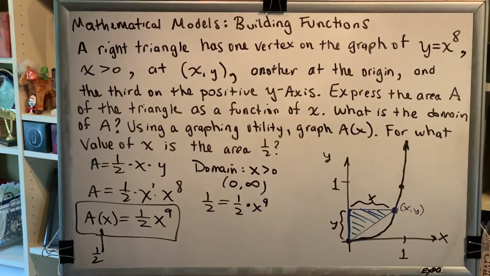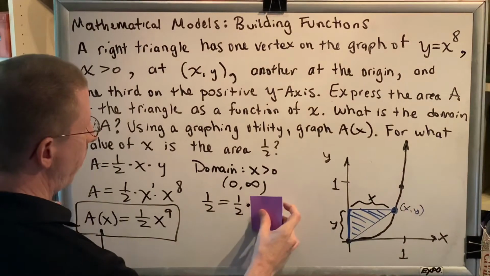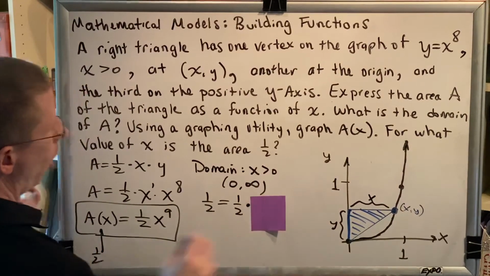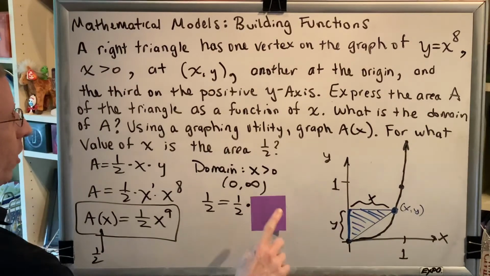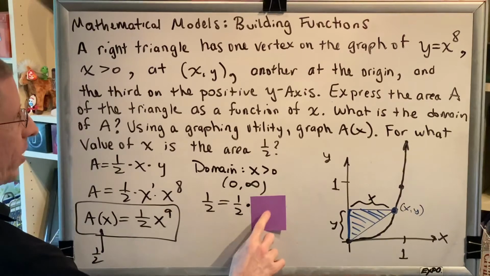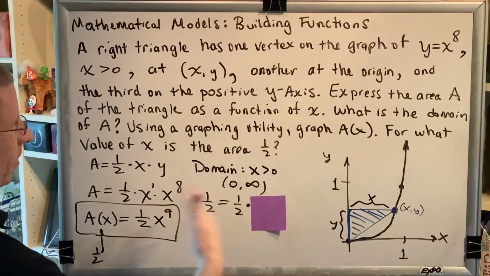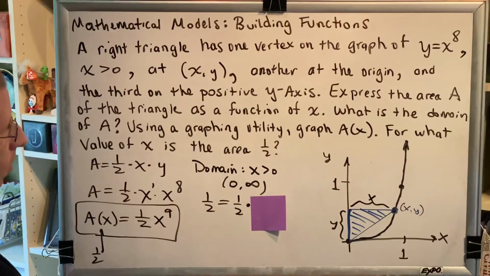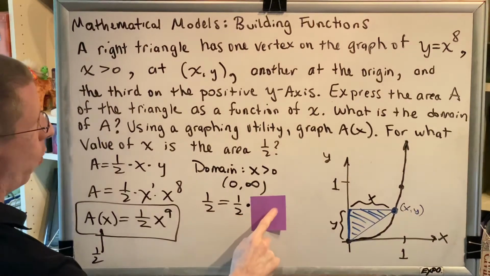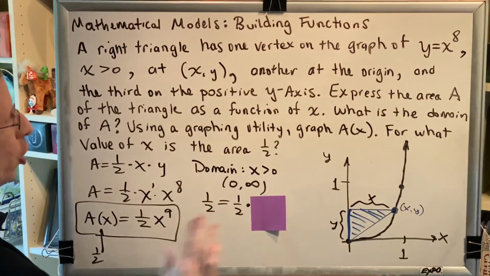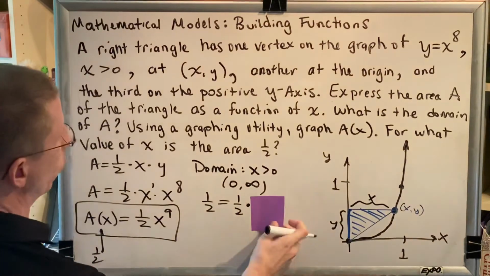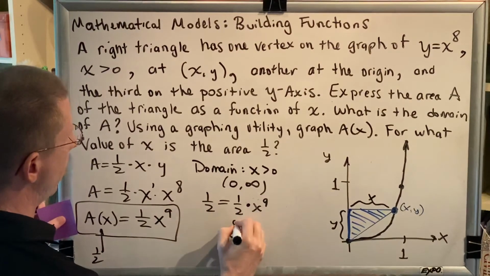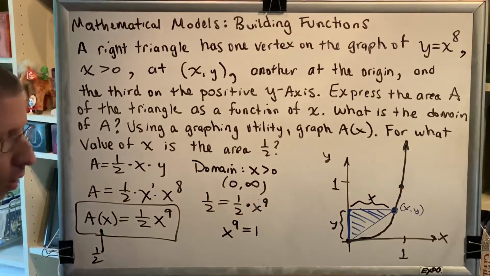So let's use the thinking technique here. You ready? I'm going to cover up this x to the 9th. So 1/2 equals 1/2 times what value? The only number that you can put here for this purple square to make this whole thing true is 1. 1/2 times 1 would still be 1/2. So whatever is behind this purple square here has to be equal to 1. So I get x to the 9th power equals 1.